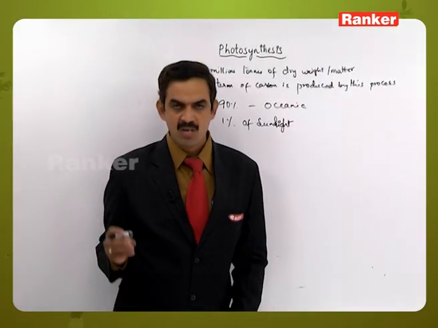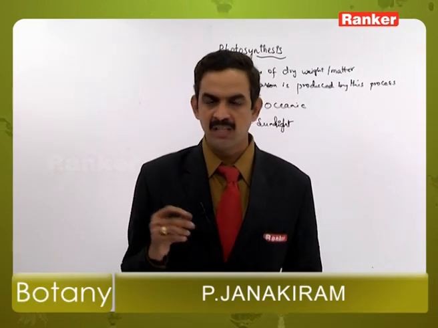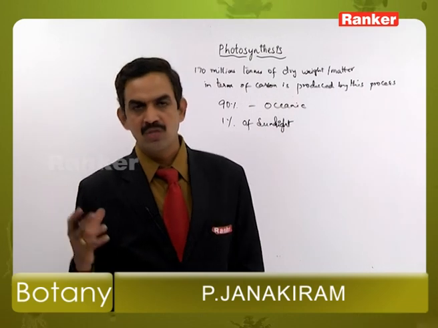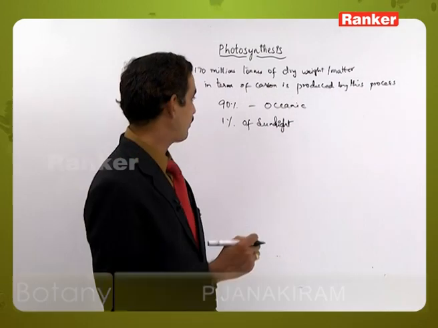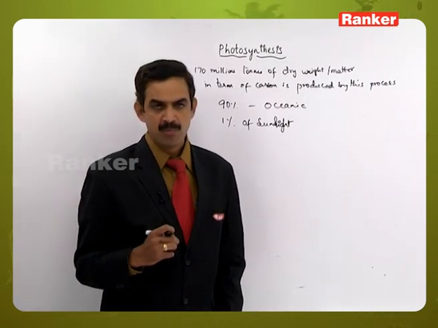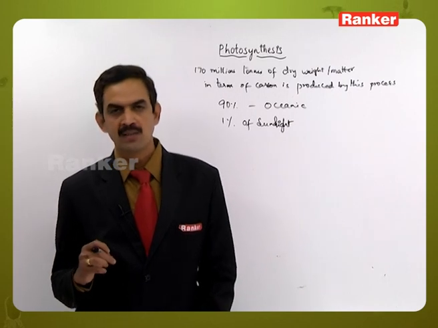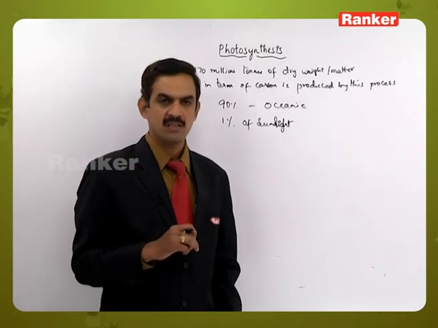Whatever incident light falls on the earth or the surface of living organisms is taken by the plants for performing photosynthesis. In this process they prepare the food materials which are provided to all the living organisms surviving on this earth.